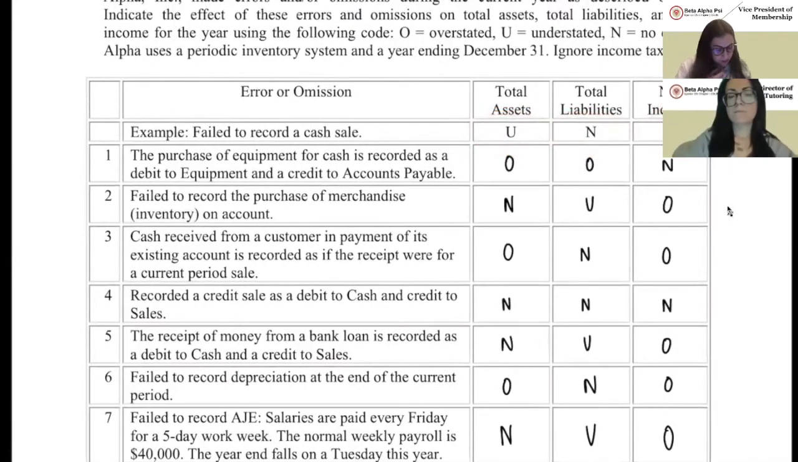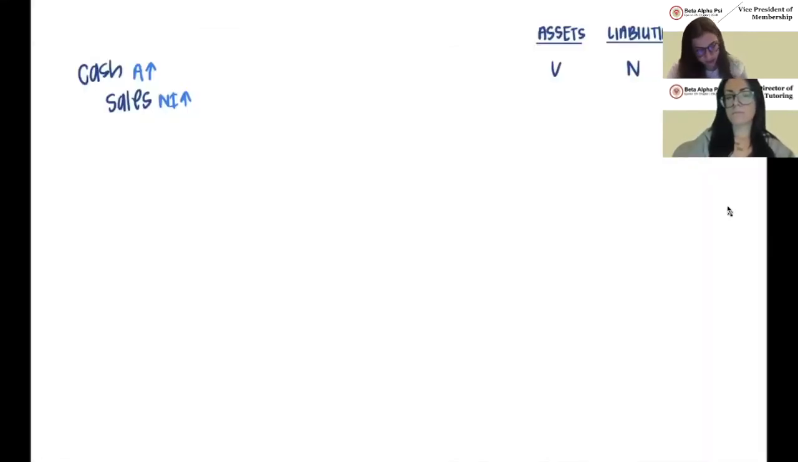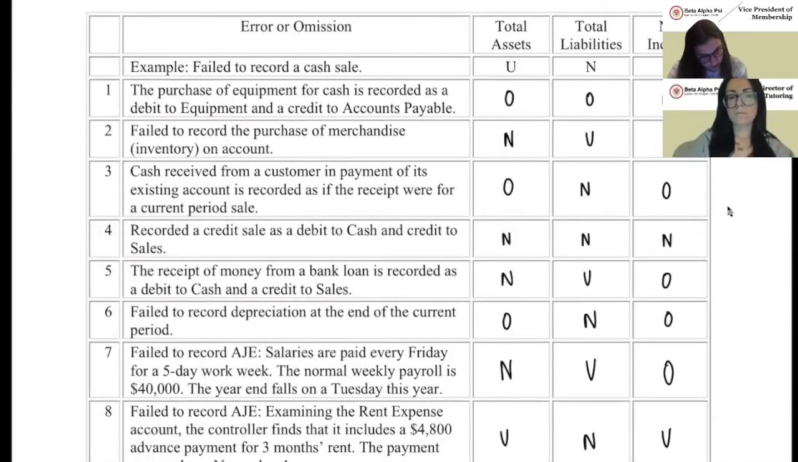Okay, moving on to number 1. The purchase of equipment for cash is recorded as a debit to equipment and a credit to accounts payable. So let's write down what they did in red, and then we'll write down what they should have done in blue. So they debited equipment and they credited accounts payable. But here they say it was a purchase of equipment for cash. Cash, they paid cash.